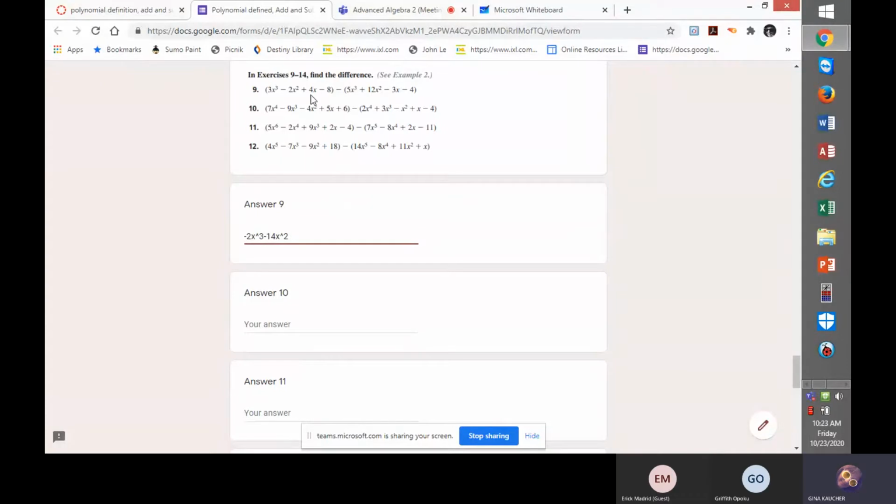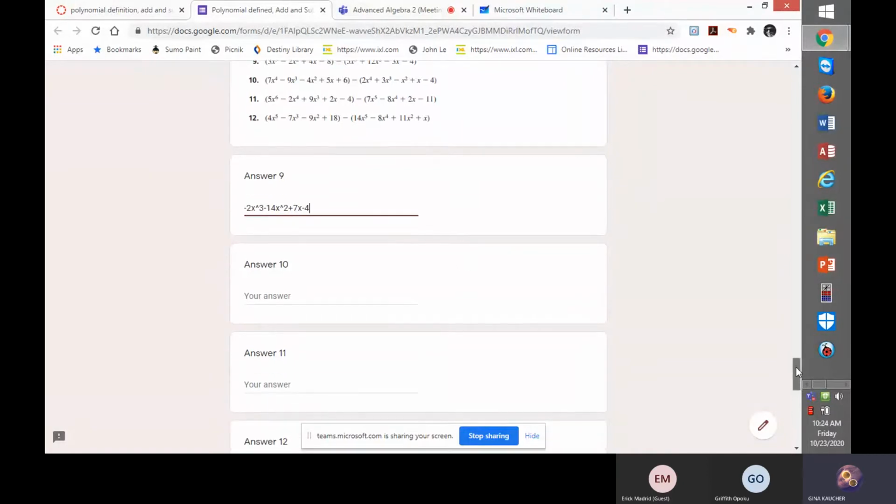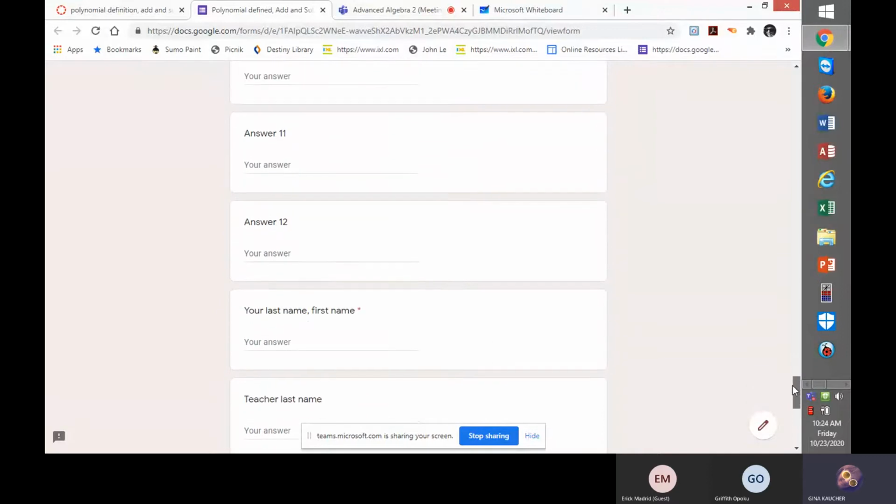Our linear term here is 4x minus minus, so that would be plus 3x. So that's a total of positive 7x. So you see, if you don't know your integer rules, this will be hard for you. Here we have minus 8 minus negative 4, which would be plus 4. Negative 8 plus 4 would be a total of negative 4. Okay, and so that's just how you are going to do those problems right there.